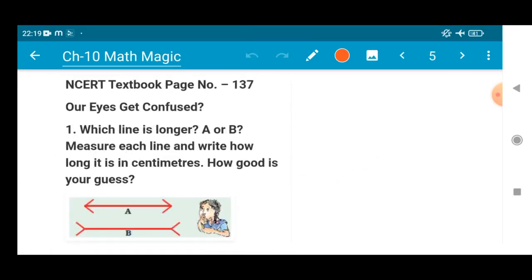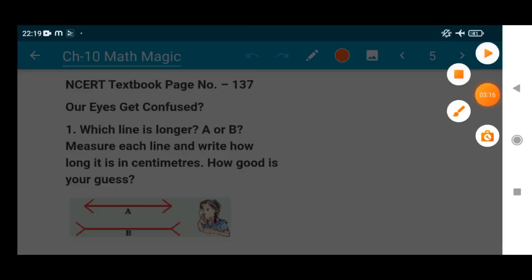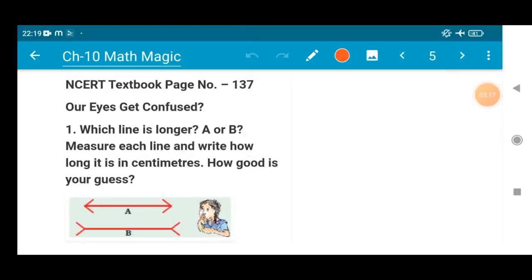Next, this is also a very interesting one we have here. The next topic which we will be solving is on page number 137. The topic is our eyes get confused. Number 1. Which line is longer, A or B? Measure each line and write how long it is in centimeter.